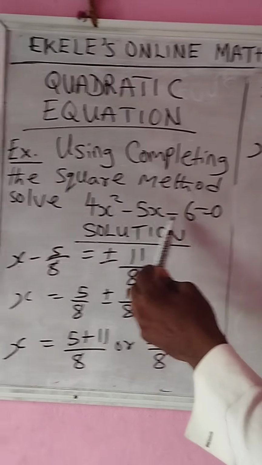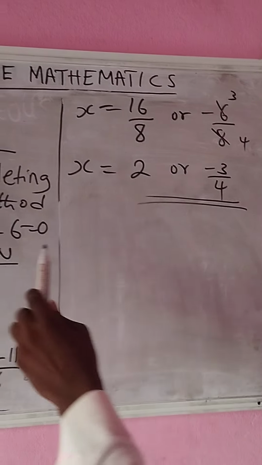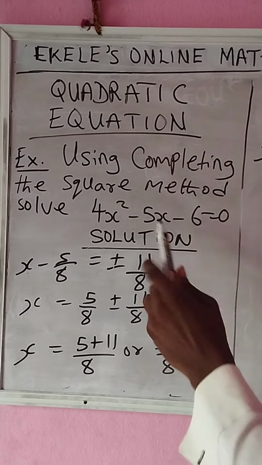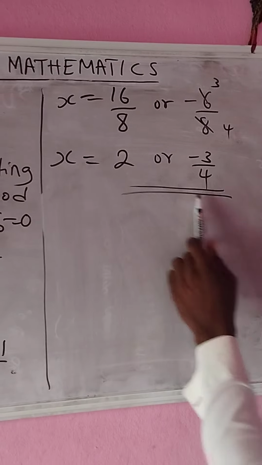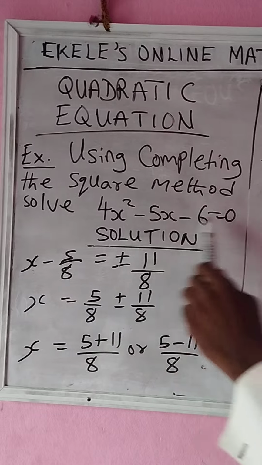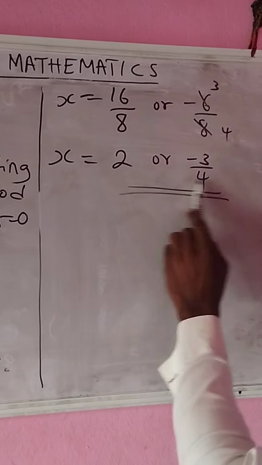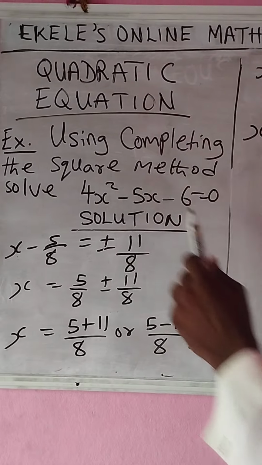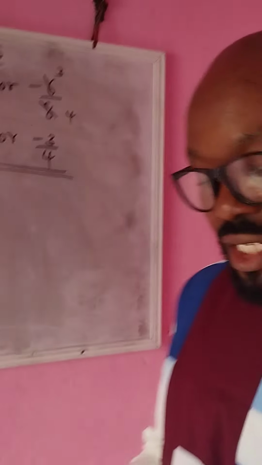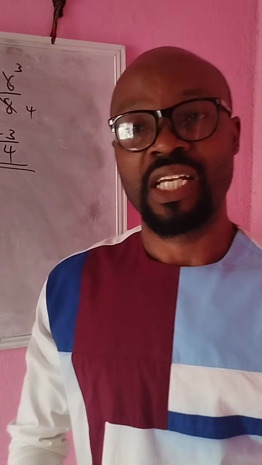Like I said, if you use factorization method to solve this problem, you are going to get the same answer with this. If you use the graphical method to solve this quadratic equation, you are also going to get the same answer with this. If you use the formula method to solve this problem, you are also going to get the same answer with this. But in this class, we use the completing the square method, which is the most difficult method to solve the problem so that students can learn.